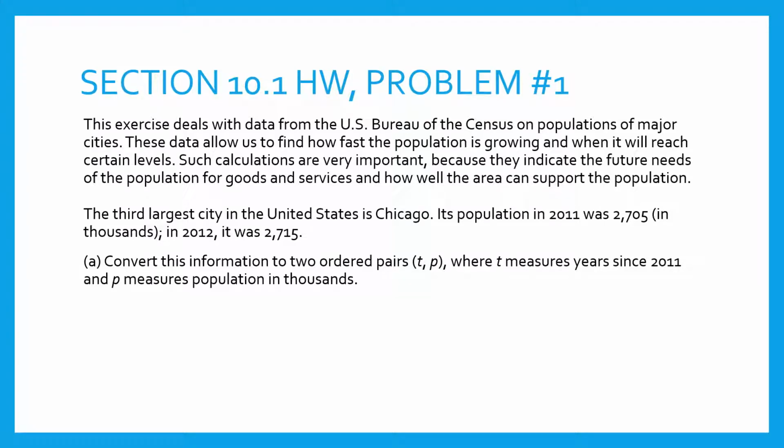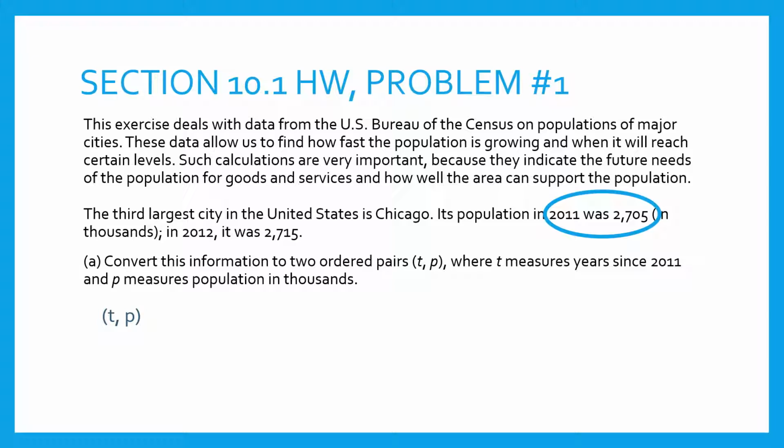All right, Part A. Convert this information to 2 ordered pairs, T, P, where T measures the year since 2011 and P measures the population in thousands. So our answers are going to look like little ordered pairs. Again, let's look at our first year and population combination. So in 2011, the population was 2,705.